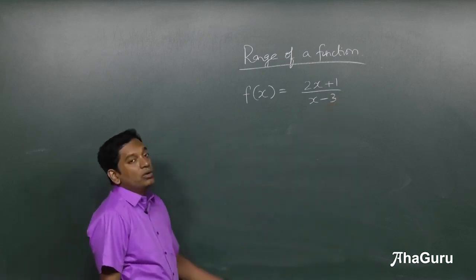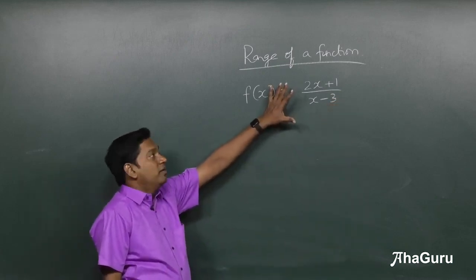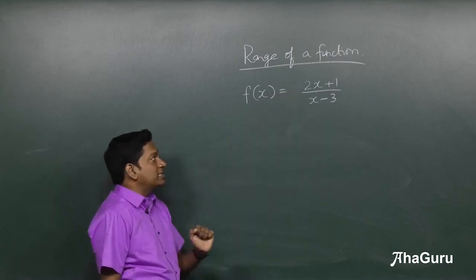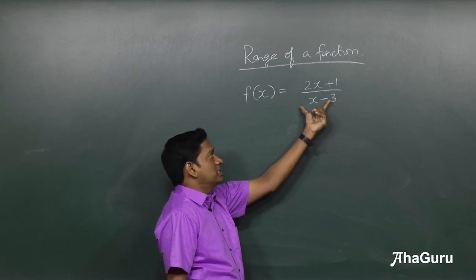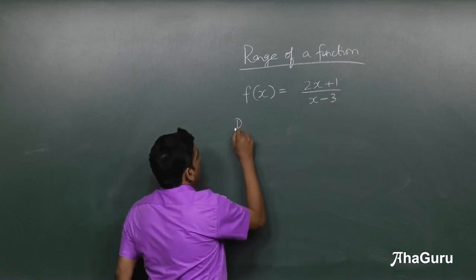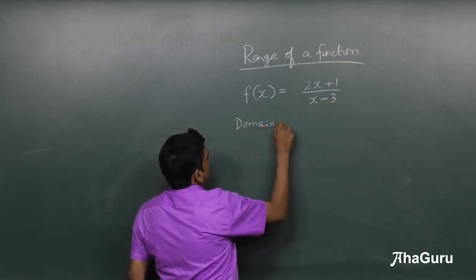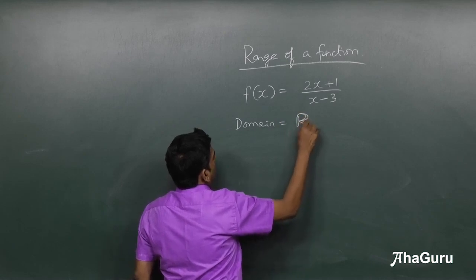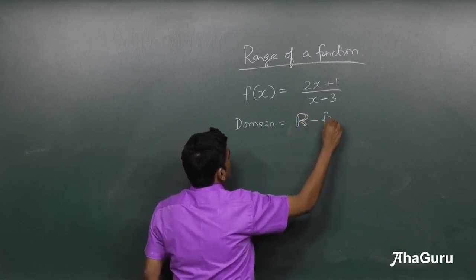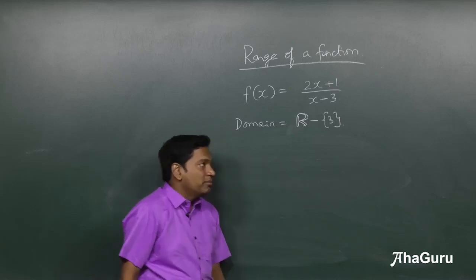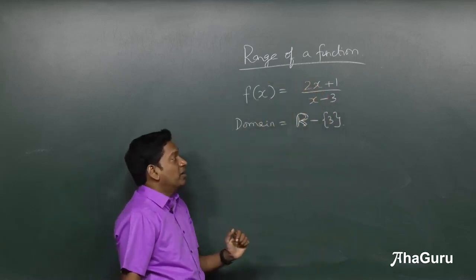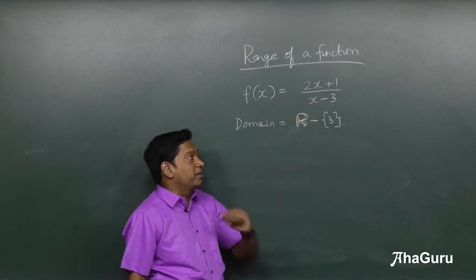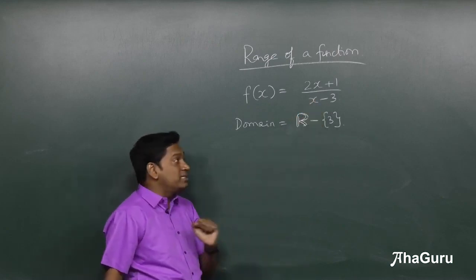Okay. Now let's say we want to find the domain of this function. The first thing we would do is to see where the denominator becomes 0. So we would say domain equals all real numbers minus the number 3, because otherwise it's a polynomial, and a polynomial is defined for all real numbers. Okay. So you have to only look at where the denominator becomes 0. Now, but what is the range?